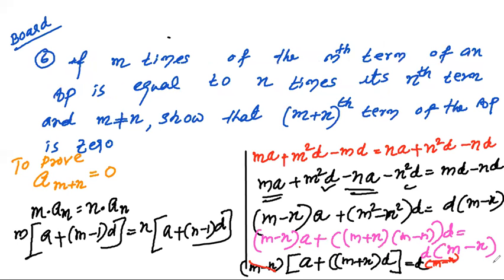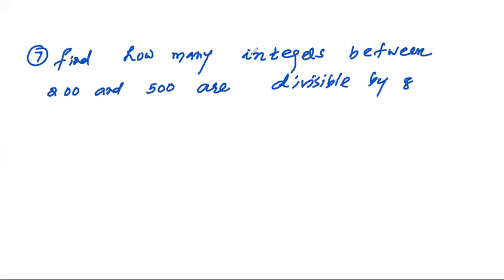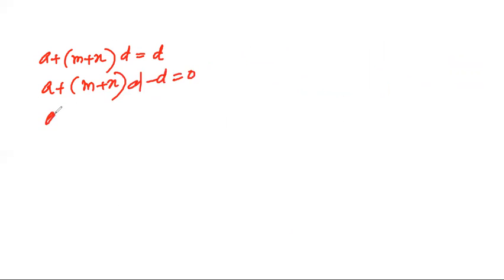It is clearly given that A plus (M plus N)D, yes, we can write that. So what we got is A plus (M plus N)D equal to D. Let me take this D to the left side. It will become A plus (M plus N)D minus D equal to 0. We need to take D as common outside. So A plus (M plus N minus 1)D will be equal to 0.